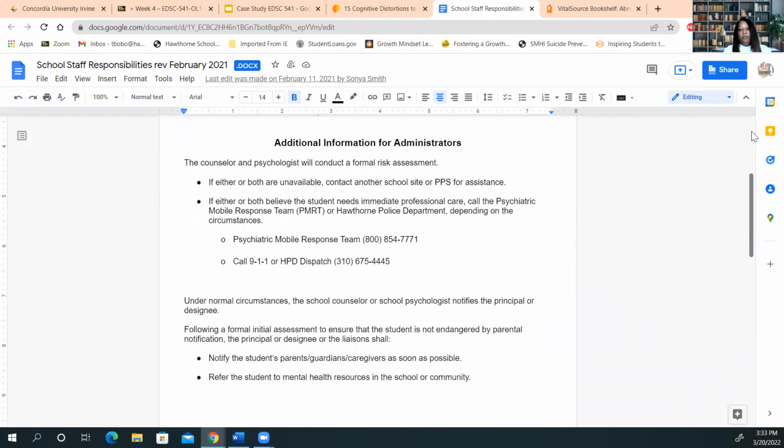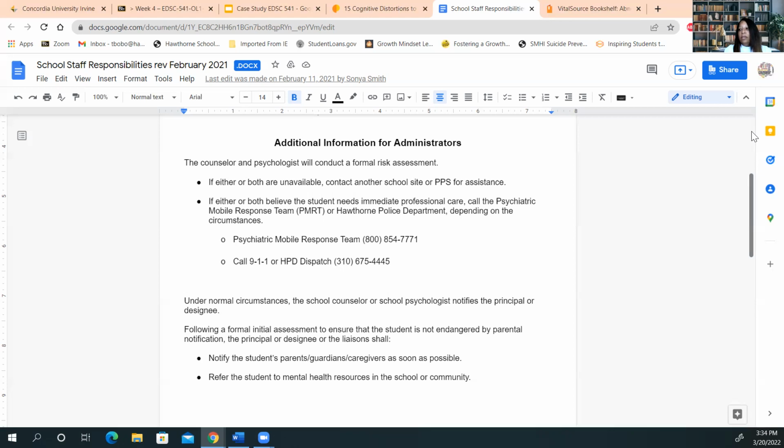Additional information for our administrators: a lot of times we get new administrators or new psychologists or counselors, and they're not familiar with this policy and procedure. So it is the counselor and the psychologist who will do a formal risk assessment. And if someone is not available, as you can see, many times people are off that day at a training session or somewhere not to be found, then it is the responsibility of the administrator to find one or both of those to replace the person that is not available at the site.